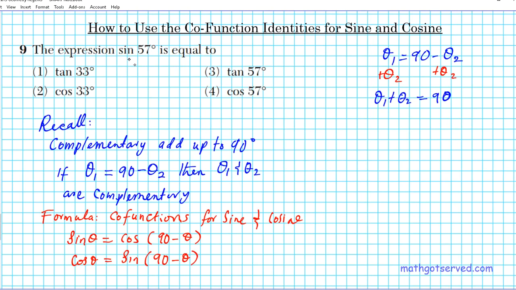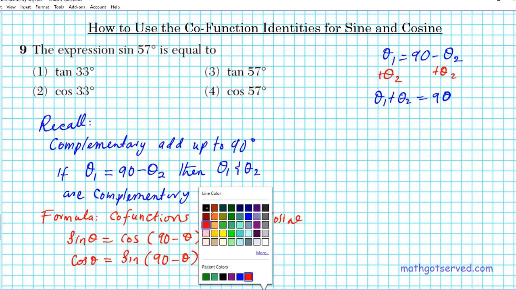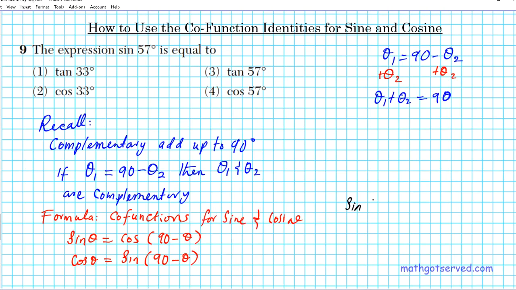So for this particular problem, sine of 57 is simply equal to cosine of the complement of 57. What is the complement of 57? 90 minus 57. So sine of 57 is equal to cosine of 90 minus 57, which is 33 degrees. The answer to question number 9 is option number 2. That's an illustration of how to use the cofunctions identity for sine and cosine.